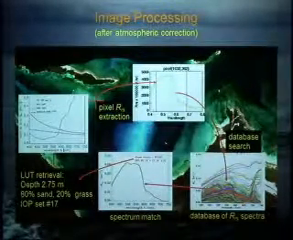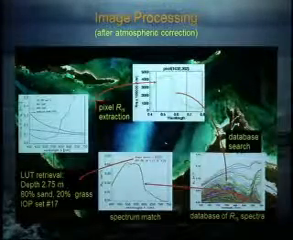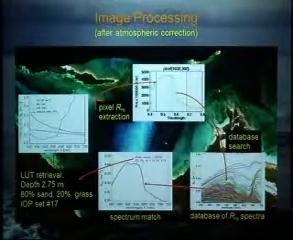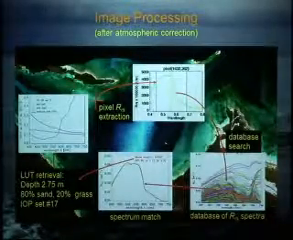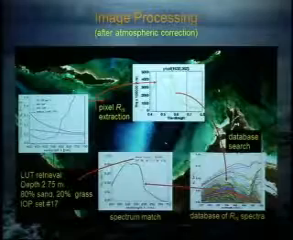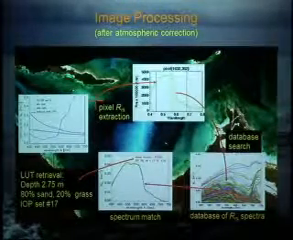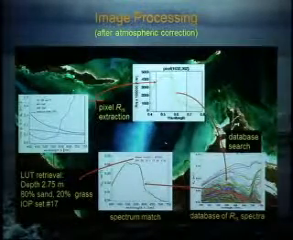I'll make a point here. A lot of remote sensing algorithms just look at spectral shape. They're taking a band ratio or something similar. I'm relying on both shape and magnitude. I have accurately atmospherically corrected and radiometrically calibrated things.